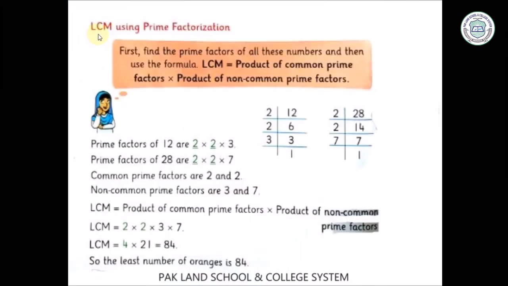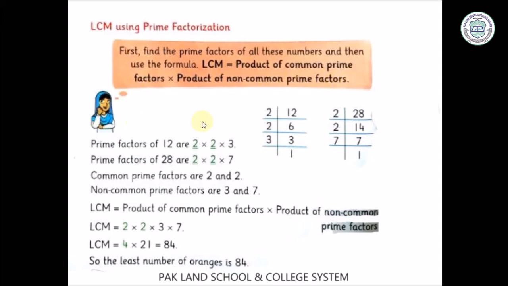Now we have LCM using prime factorization. LCM stands for least common multiple. First, find the prime factors of all these numbers and then use the formula. LCM is equal to the product of common prime factors multiplied by the product of non-common prime factors.